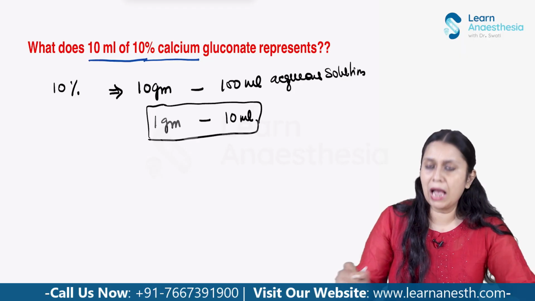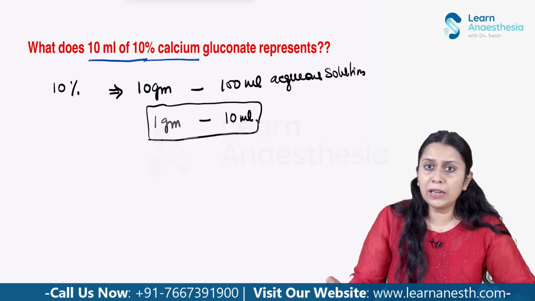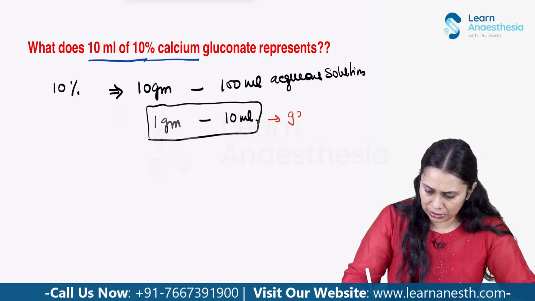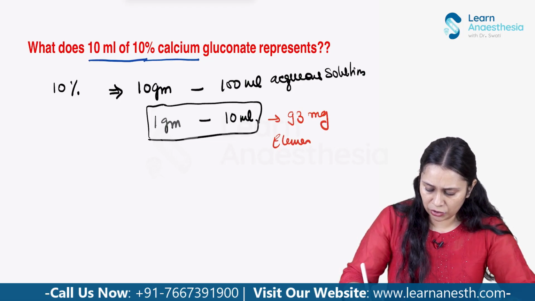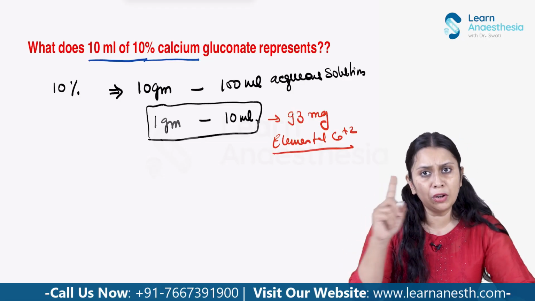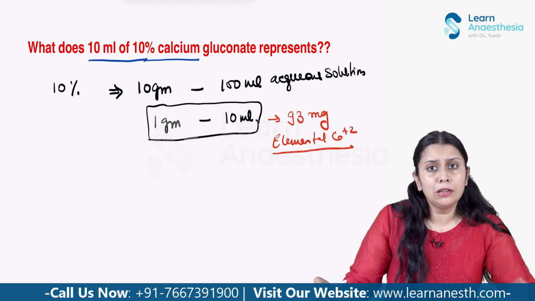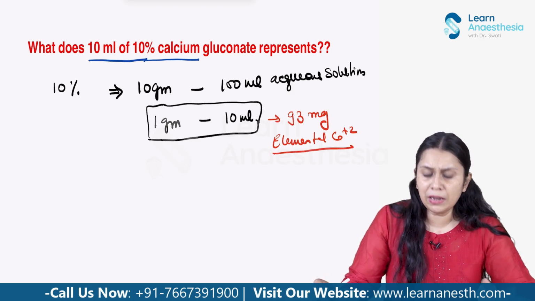And this 1 gram represents how much elemental calcium? It represents 93 milligram of elemental calcium, right? So what is available to us in one ampoule of 10 ml is 93 milligram. So 1 ml would contain 9.3 milligram of elemental calcium.